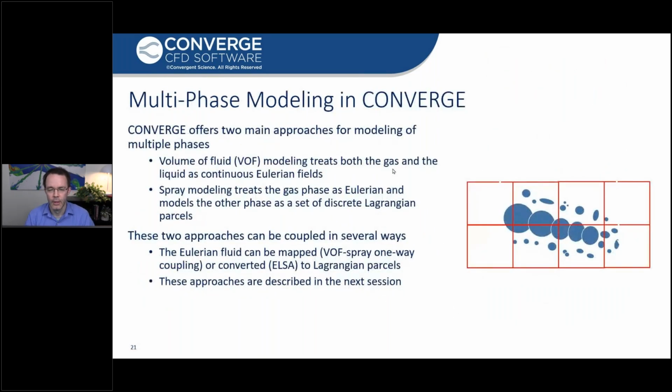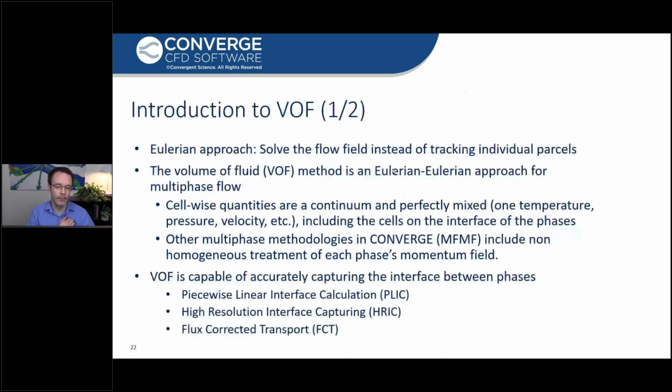We'll give a very brief introduction to the multi-phase techniques available in Converge, although we do have a lot more information available in our training. Converge in general offers two types of multi-phase models. The first of them, for the Eulerian treatment of both the liquid and the gas phase, is the volume of fluid method. Contrasted to the second method, the spray modeling, in which the gas phase is handled in an Eulerian sense and the liquid is handled in the Lagrangian sense. And these two approaches can be combined together, including the ELSA model, which may be described in a future webinar.